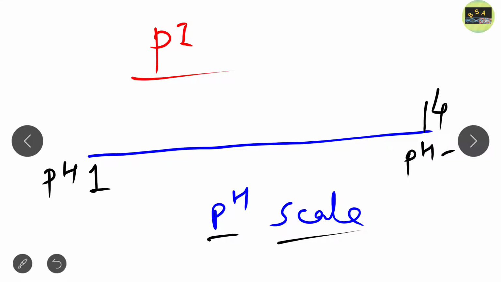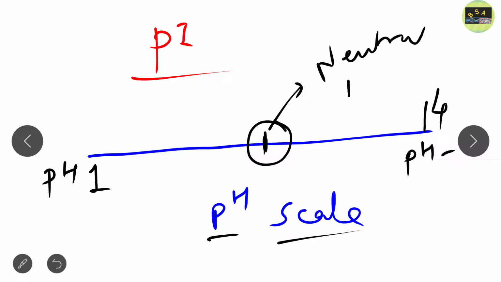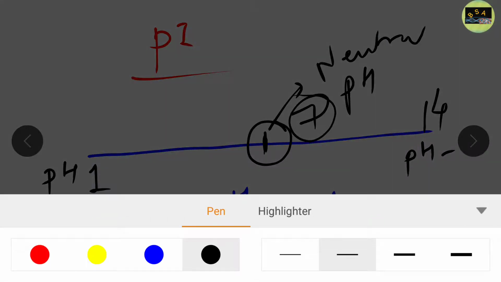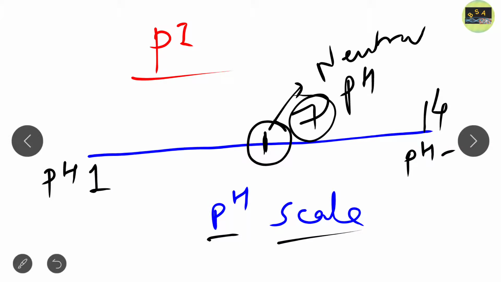Somewhere on this scale, this point is the neutral point. This point is the neutral pH. We consider pH 7 as neutral pH. So what is actually the isoelectric point? Isoelectric point is basically a point along this pH scale which neither belongs to this range, that is from pH 1 to pH 6, nor belongs to the other side.